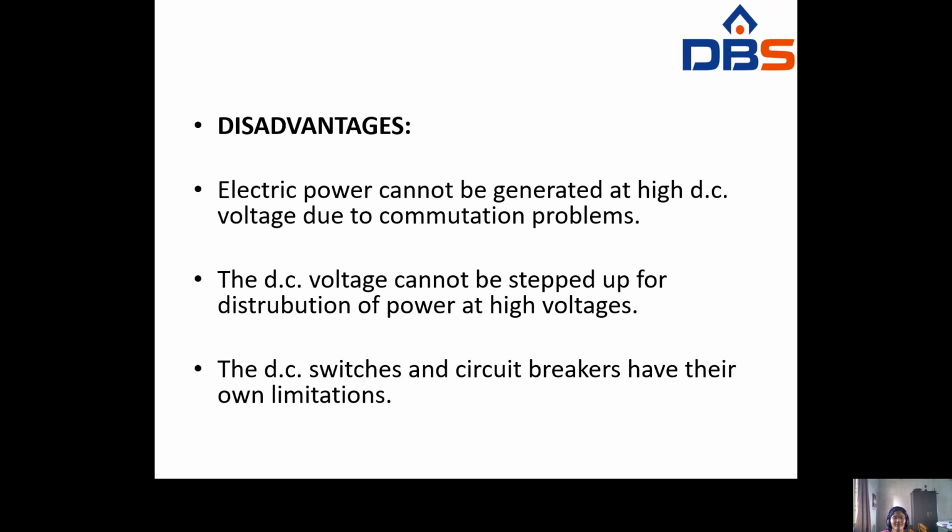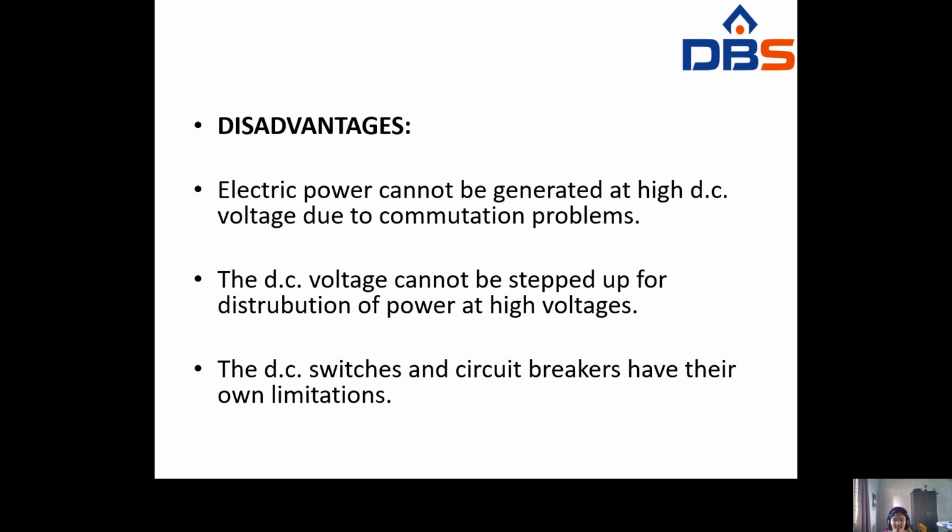See here, electric power cannot be generated at high DC voltage due to the commutation problems. So when you have to compare the AC power and DC power, the electric power cannot be generated at high DC voltages due to the commutation problems. The DC voltage cannot be stepped up for the distribution of power at high voltages. And it is also not possible to step up and step down the DC voltage.